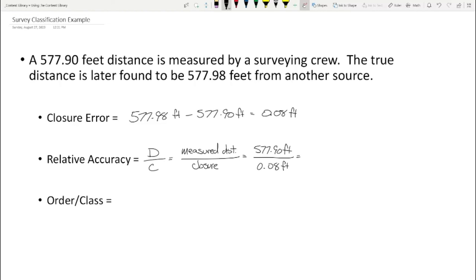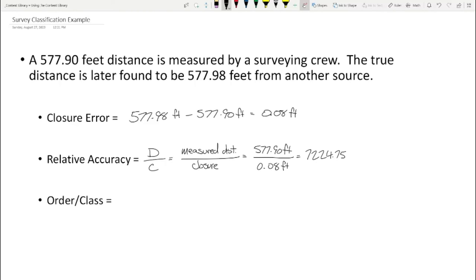And so what do you get for this? I know it's going to be kind of a messy number. 7,224.75. Okay. And one of the things I will point out is whenever you're doing relative accuracy, significant figures don't really matter a whole lot, and you'll see why here in a bit, okay?